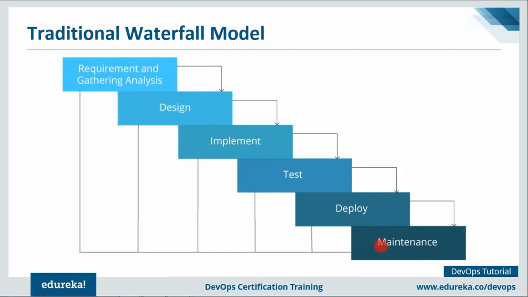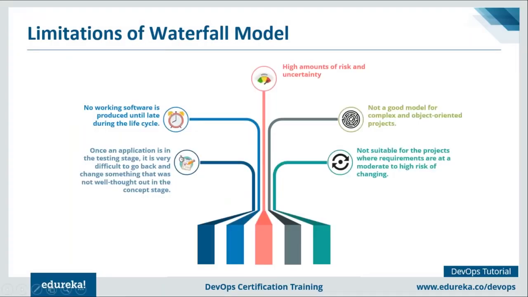Now, I know this model looks perfect, and trust me, guys, it was at that time. But think about it. What will happen if we use it now? Fine, let me give you a few disadvantages of this model. So here are a few disadvantages. So first one is, once the application is in the testing stage, it is very difficult to go back and change something that was not well thought out in the concept stage.